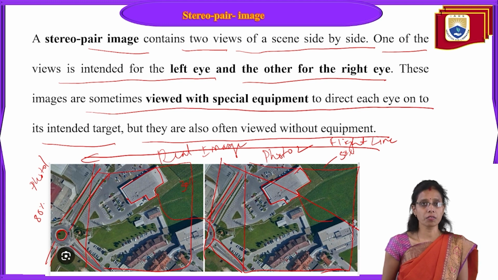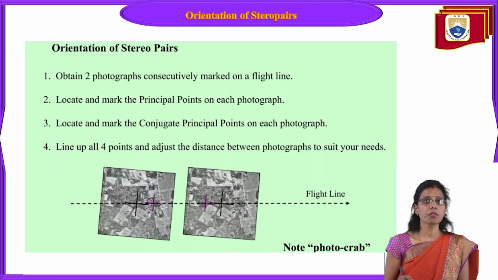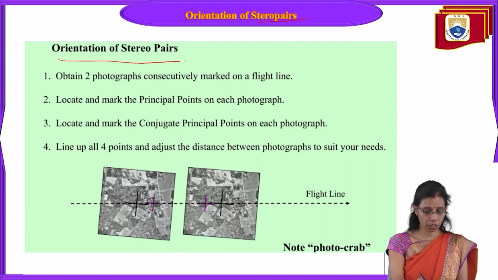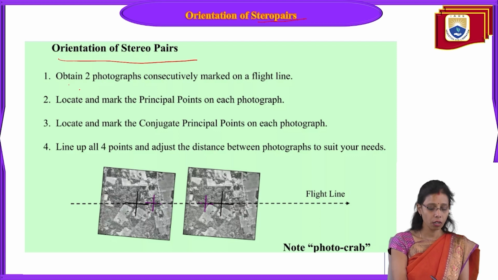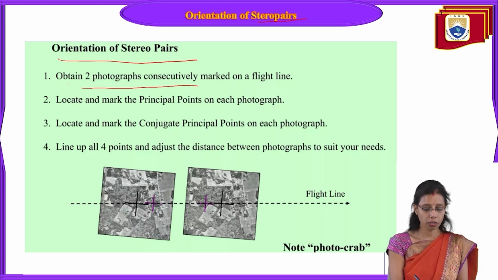Stereo means 3D vision. Now, if you see this orientation of stereo pairs, how it generally occurs, and how stepwise it is shown here: obtain two photographs consecutively marked on a flight line.